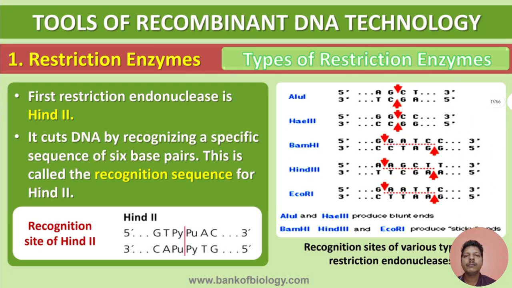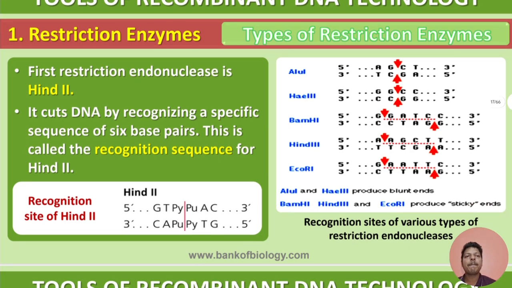Then the first restriction endonuclease is HindII, which was the first discovered. HindII cuts DNA by recognizing a specific sequence of 6 base pairs. This is called the recognition sequence for HindII. Here you can see GT, then pyrimidine and purine, AC. Here also CA, purine, pyrimidine, T and G. So HindII cuts like this.